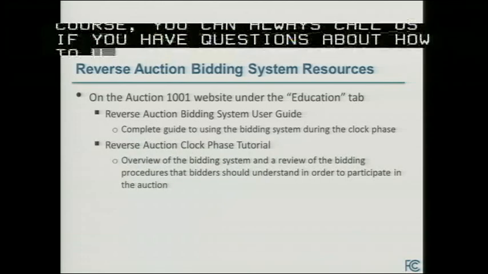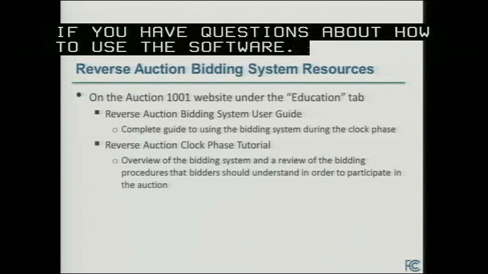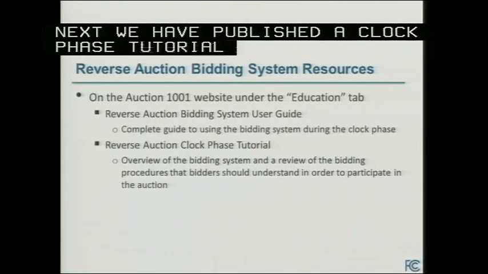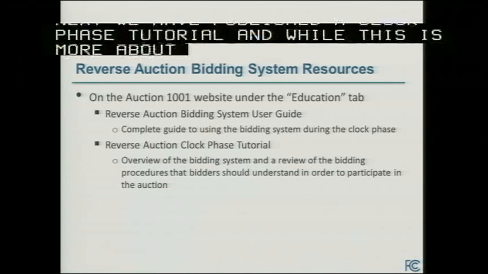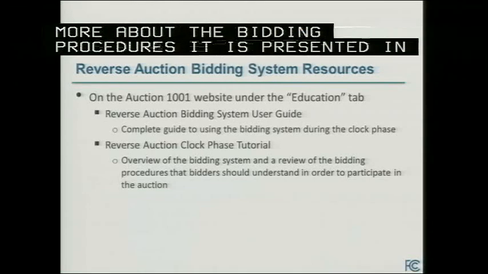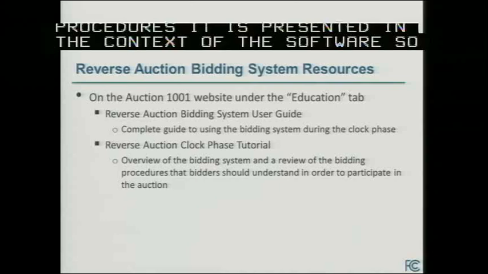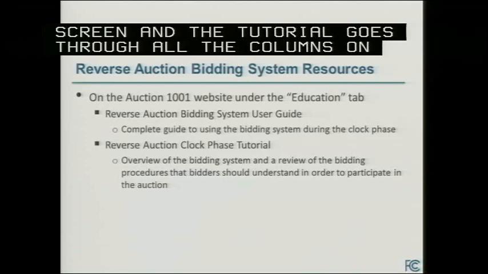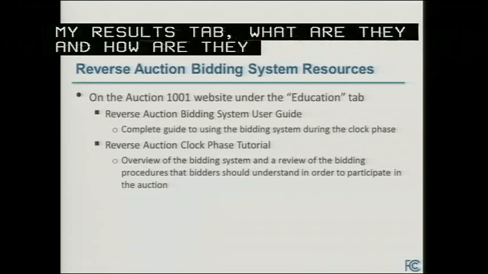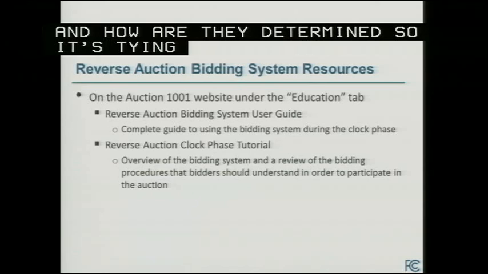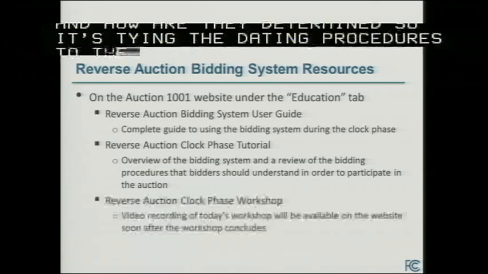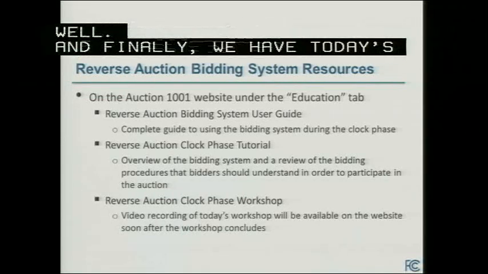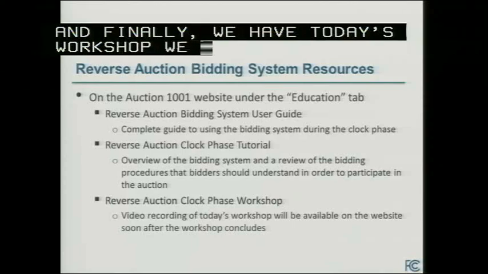Next, we have published a clock phase tutorial. And while this is more about the bidding procedures, it is presented in the context of the software. So you will see the My Results screen, and then the tutorial goes through what all those columns on the My Results tab are. What are they? How do they get determined? So it's really tying the bidding procedures to the bidding system. So please use the tutorial as a reference guide as well. And finally, we have today's workshop. We are recording this workshop and we will make it available on the website soon.